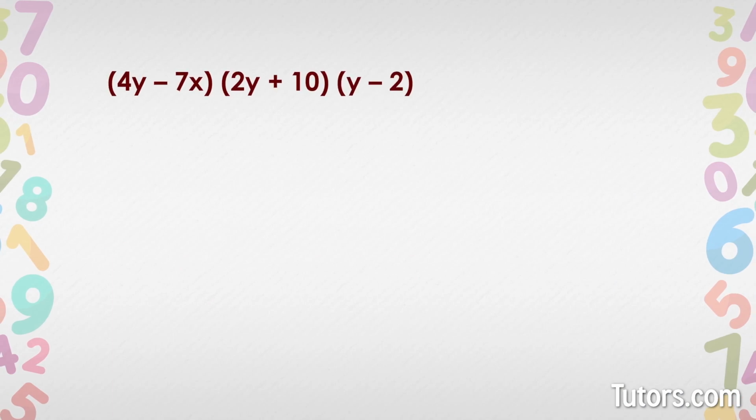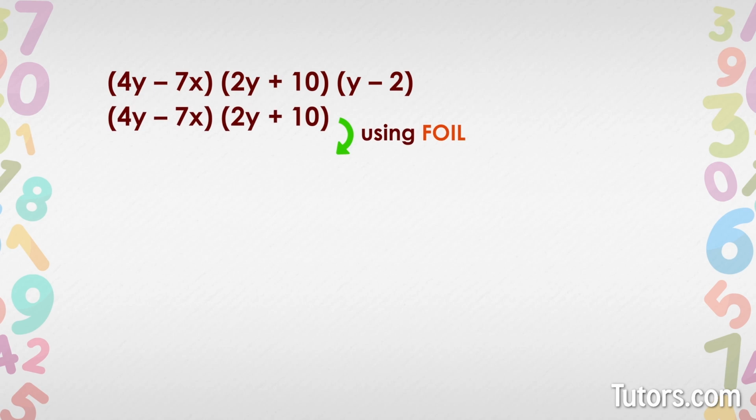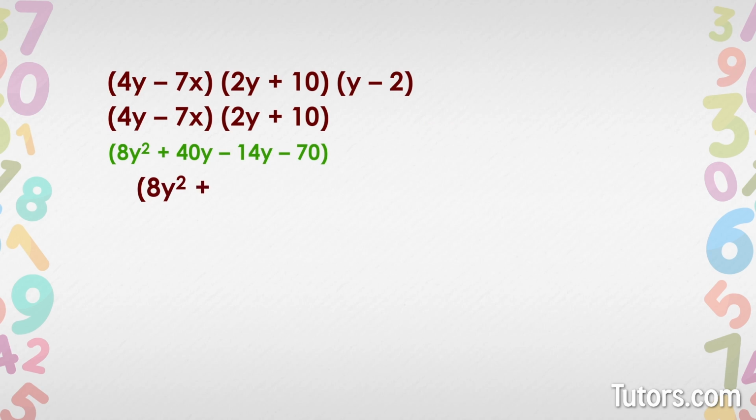To begin, we pair off the first two binomials. Then multiply them using the FOIL method, and we get 8y squared plus 40y minus 14y minus 70. We combine like terms and we end with 8y squared plus 26y minus 70. Now we multiply this new expression with the remaining binomial from the original equation.